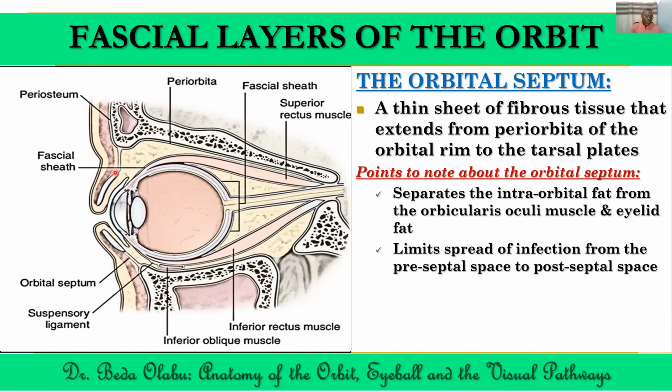Because of this separation, we note that the orbital septum is clinically important. It helps in limiting spread of infections between the two spaces, and you are more worried about infection coming from outside going into the orbit. So we call this the preseptal space, and we call this the postseptal space. Remember, the postseptal space is actually the orbital cavity proper.